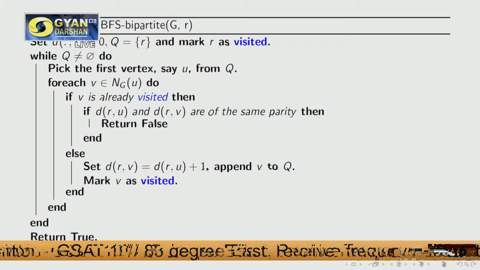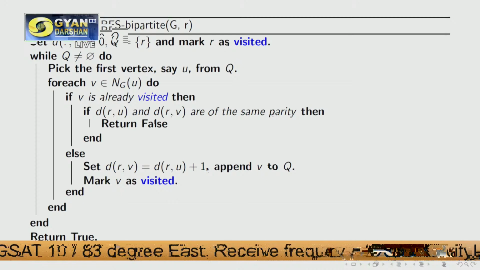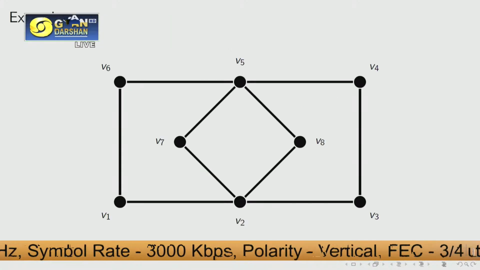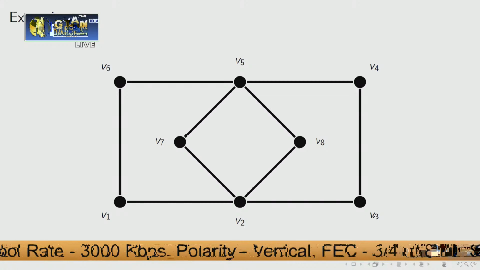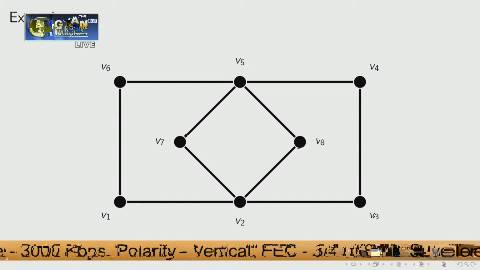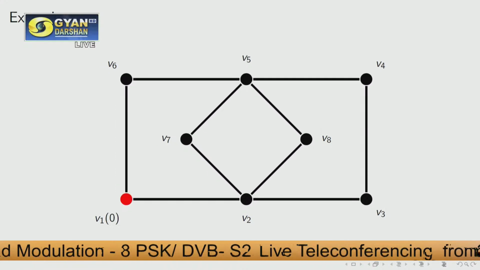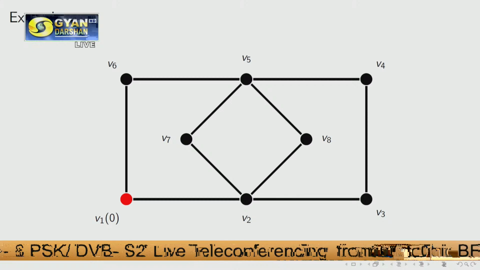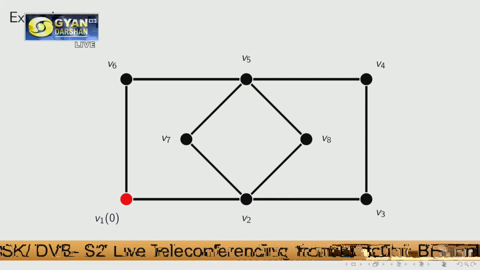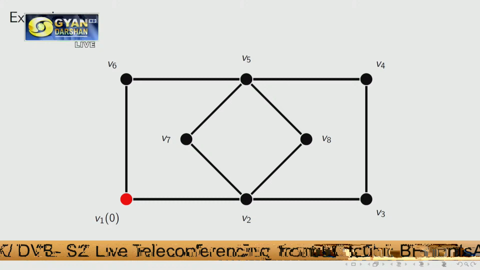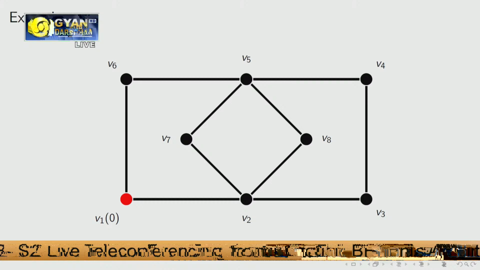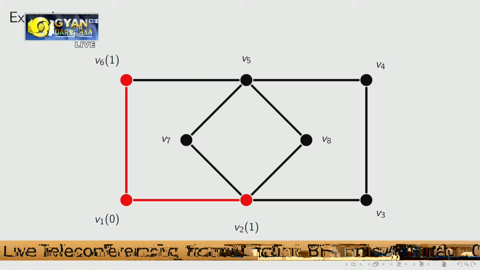So we are given here a graph. We again choose the first vertex, the root vertex, as V1. We have marked in parentheses the distance of V1 from V1, which is 0, right? There are two neighbors of V1, that is V2 and V6. We visit them one by one, and since they are unvisited, we compute their distances and mark them visited. Their distances are 1 from V1, right?